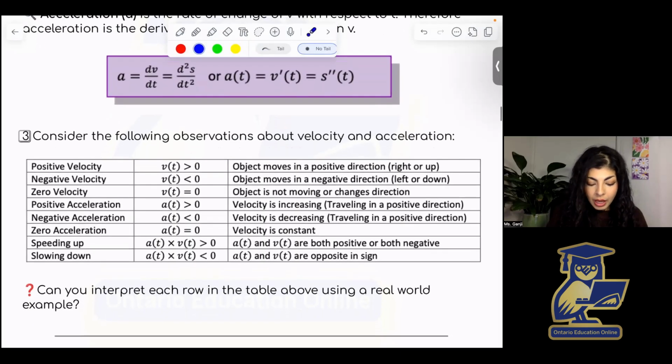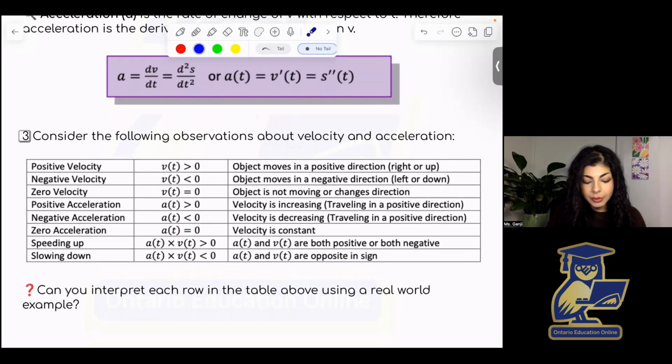Now, we can also have a zero acceleration, which means our velocity is constant, which means that you're just moving at the same constant speed. And so you're not speeding up, you're not slowing down, and you're still just moving in that direction.